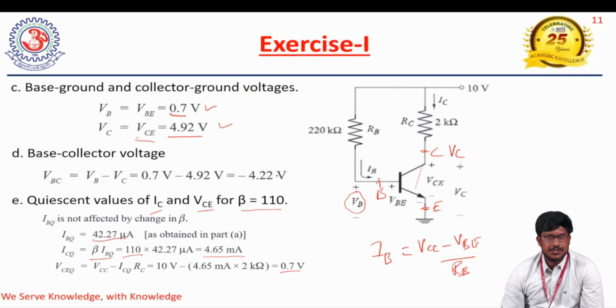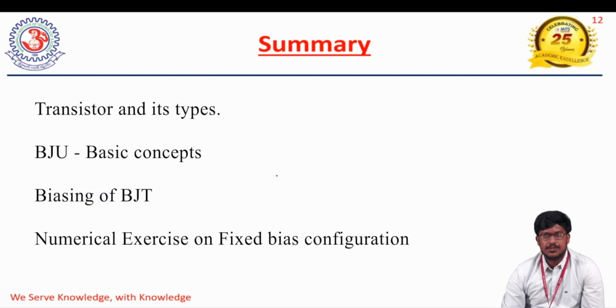In this session, we have done one problem on the fixed bias configuration. In upcoming video sessions, we are concentrating on other types of biasing configurations like emitter stabilized bias configuration, voltage divider bias configuration, and so on. Now, coming to the summary of this session, we discussed the transistor and the different types of transistors we have.